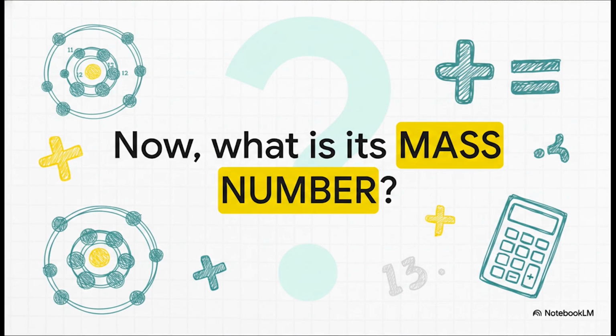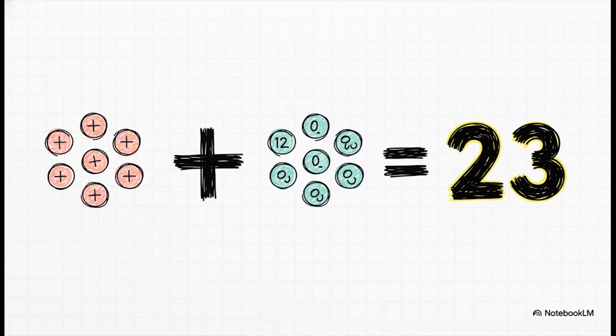Nice. Okay, same atom, 11 protons, 12 neutrons. Now, for part 2, what's its mass number? Let's do the math. And for this one, all we do is add them together. 11 protons plus 12 neutrons gives us a total mass number of 23. See? You totally aced it.